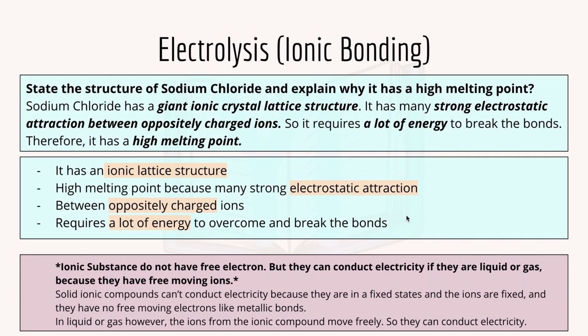And then we'll move on to more ionic bonding. State the structure of sodium chloride and explain why it has a high melting point. So just talk about these points over here, or the bolded points. They have an ionic lattice structure and a high melting point because of many strong electrostatic attractions between oppositely charged ions, and that's why it requires a lot of energy to break the bonds or overcome the forces. So I'm sure we all know from the previous topics that ionic substances do not have free electrons, but they can conduct electricity if they are liquid or aqueous because they have free moving ions.